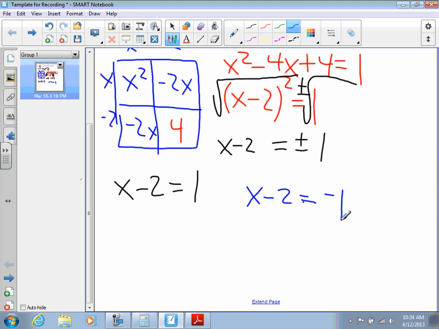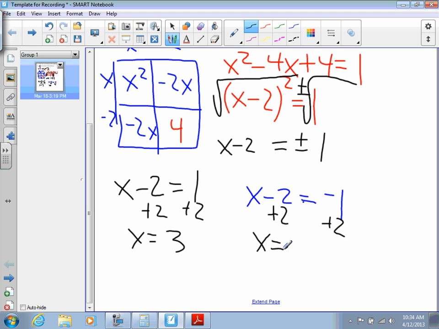Okay, so we have our two equations. And so now we just need to add 2 to both sides here, giving me x, and add 2 over here. X equals 3 on this side. And over here, I'm also going to add 2 to both sides, giving me x equals 1 right here. So my answer now, I've got x equals 3 and 1.